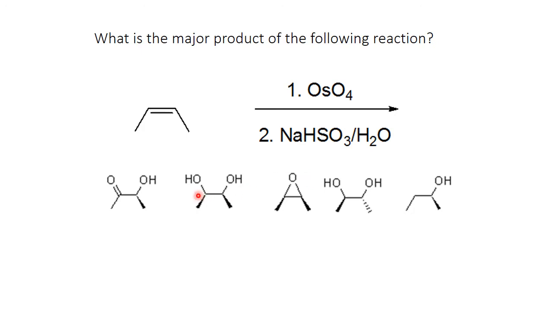So if I look at this, you can see the hydroxyl groups are going to be, if I add two alcohols across this, it's going to do syn addition of the two alcohol groups. This would be the result of syn addition. This would be the result of anti-addition. So what's the correct product here? That one is.